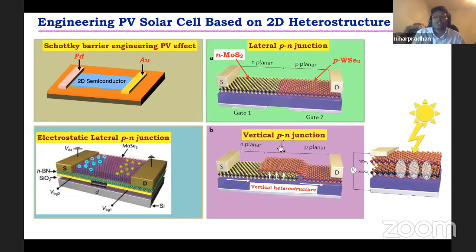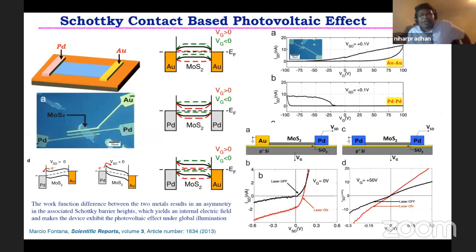And we'll also discuss the vertical PN junction. If you have an N-type material and another P-type material, you put them on top of each other, and that will work as the vertical PN junction solar cell. So let's discuss one by one together.